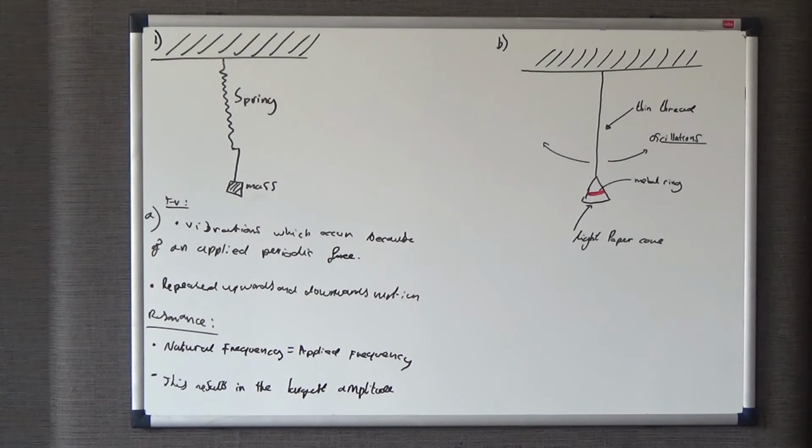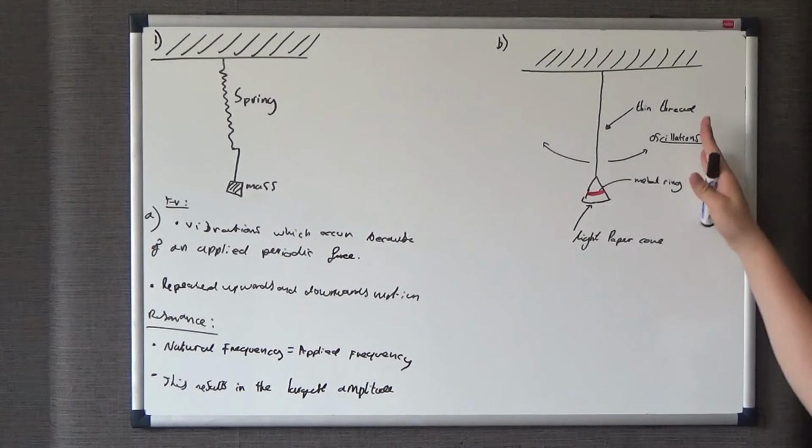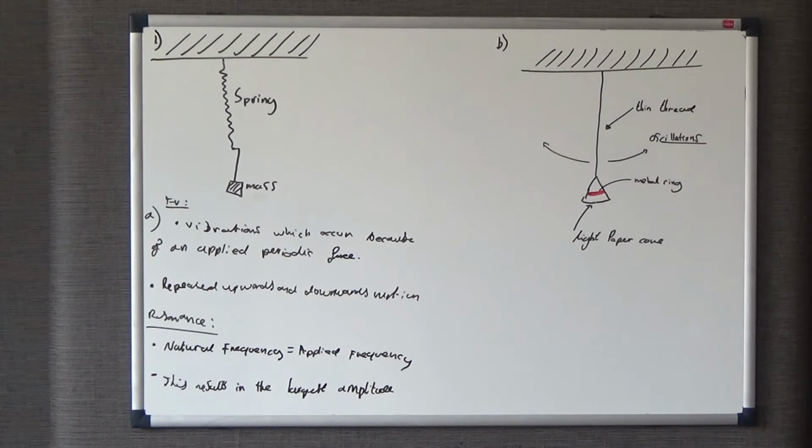Okay, so now we have to move on to this excellent drawing I've drawn here. So we've got this thin thread, which is suspending this light paper cone, and in red, what I've drawn is this metal ring, and these arrows are just saying it oscillates, it's kind of like a pendulum kind of thing. We're told that the bob is displaced so that it oscillates in a vertical plane, as these arrows kind of show. The oscillations are subject to damping.